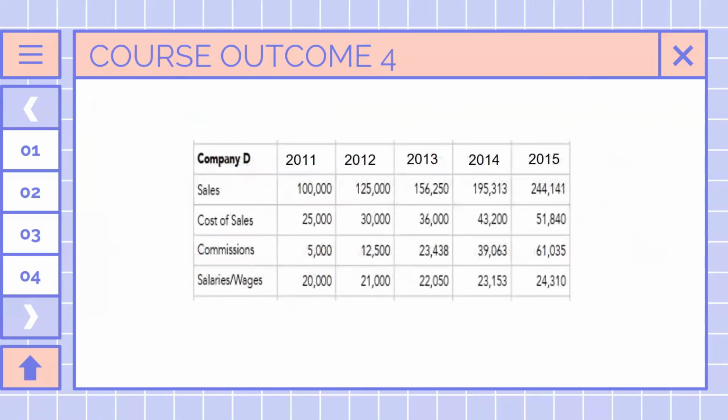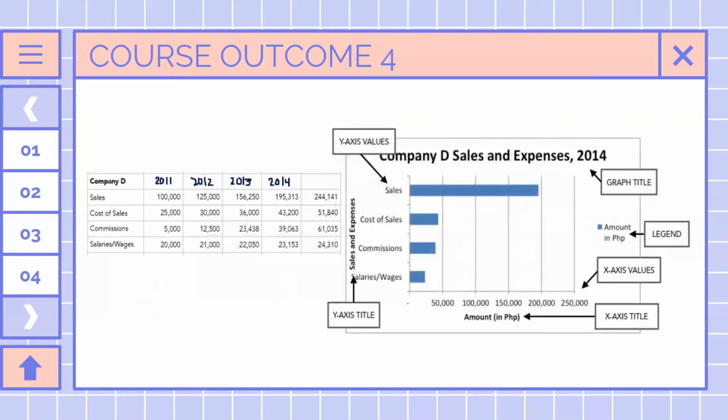So here, using this data, let us construct a bar graph for company B's sales and itemized expenses for year 2014. So when we put this into a bar graph, it will look like this.